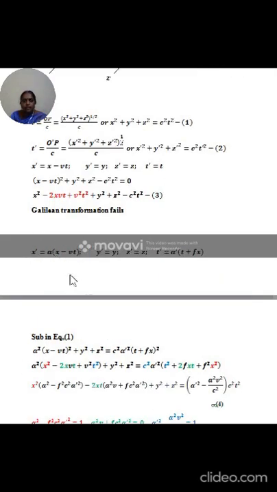Substituting these values of x prime, y prime, z prime, t prime in equation 1, we get alpha squared into x minus vt the whole square plus y squared plus z squared is equal to c squared alpha prime squared into t plus fx the whole square.